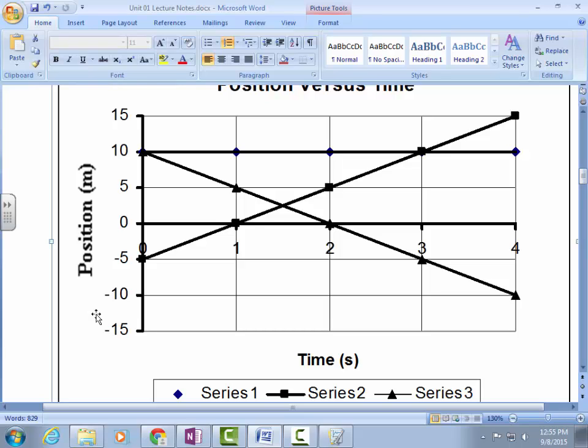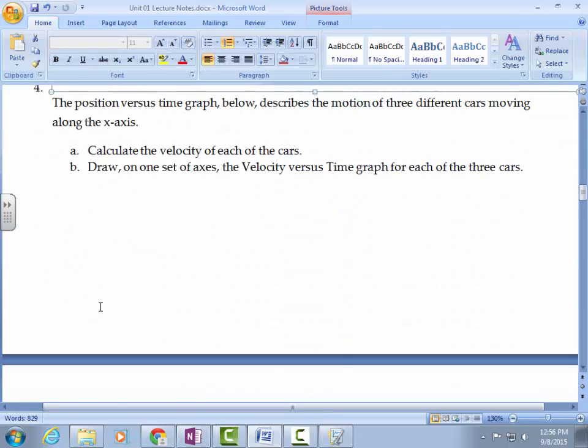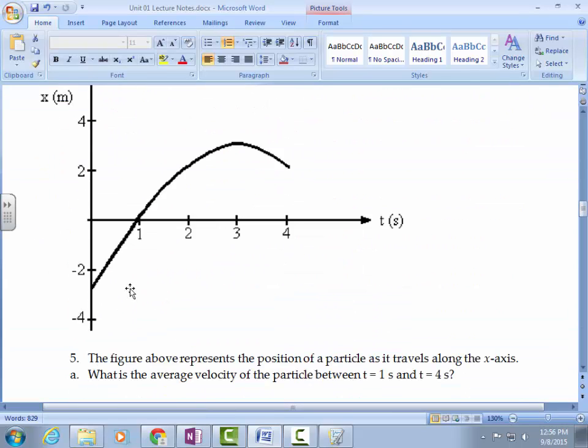Similarly, we go to the triangle. What's the final position of the triangle? -10. What's the initial position? And the time period's 4 seconds, so you get -20 over 4, which is -5 meters per second. Very trivial question. Nothing special about it. So now we go and look at this question.